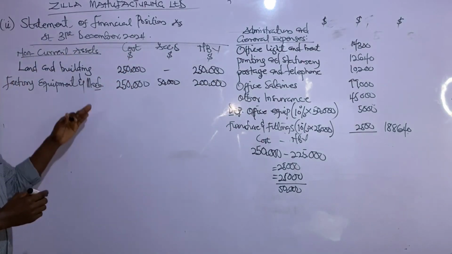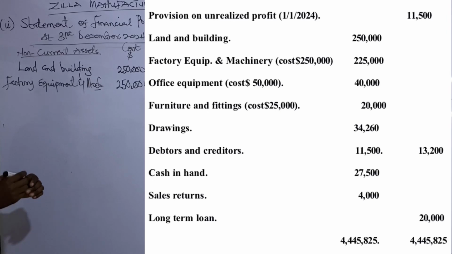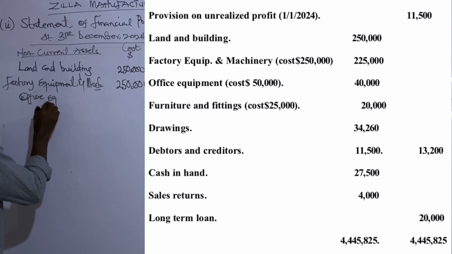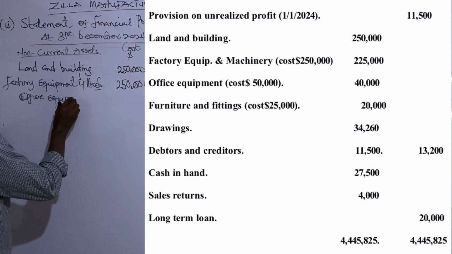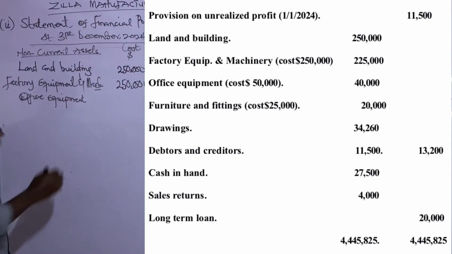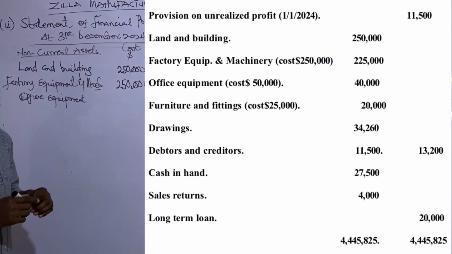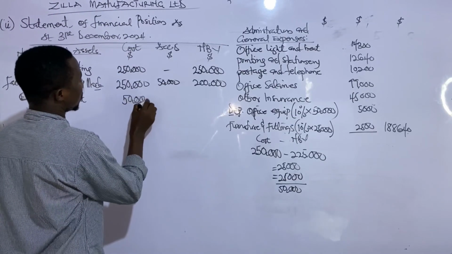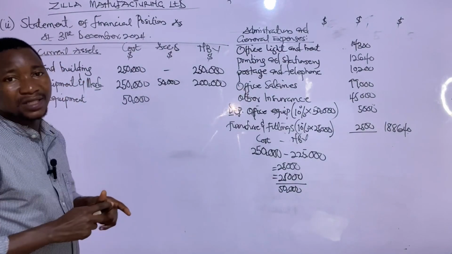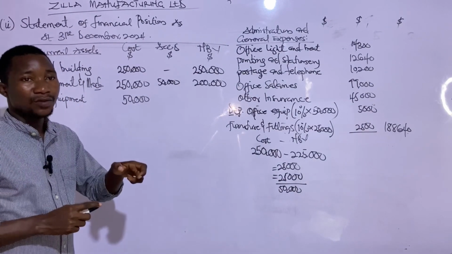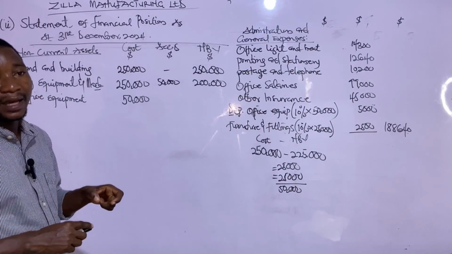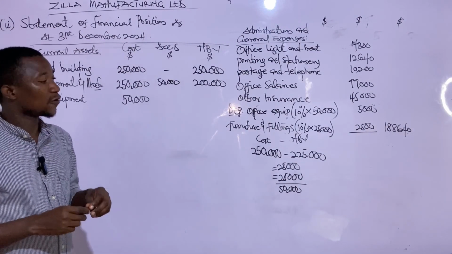Good. Now we move to the next one, which is office equipment. From the question, the cost of office equipment is 50,000, right? So we record the cost under cost, 50,000. Now, there is a net book value of the office equipment in the trial balance, and that net book value is an amount of 40,000.